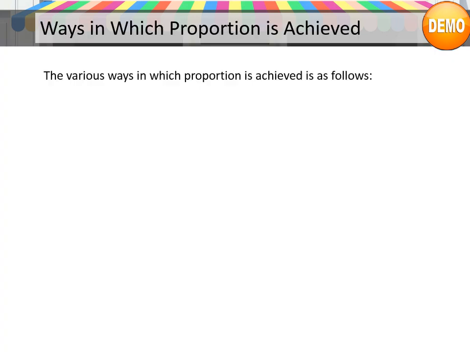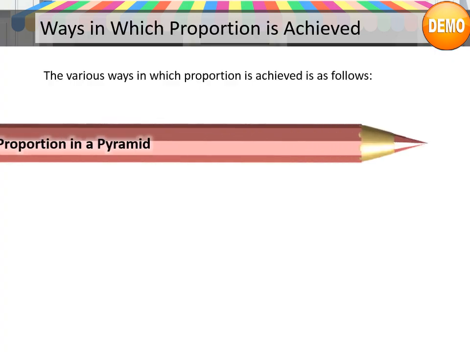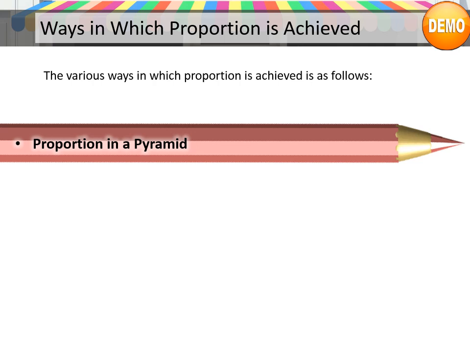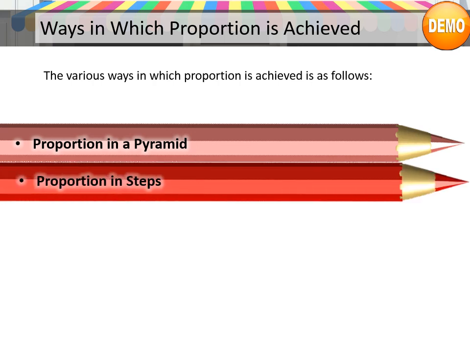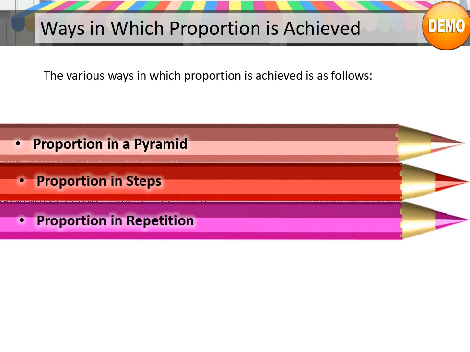The various ways in which proportion is achieved is as follows: proportion in a pyramid, proportion in steps, proportion in repetition. Let's look at each one of them in detail.